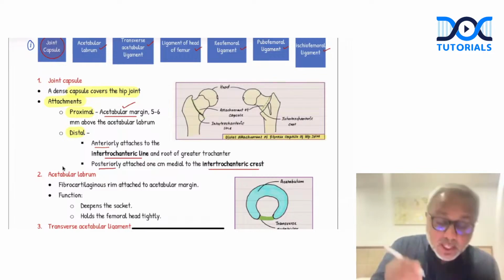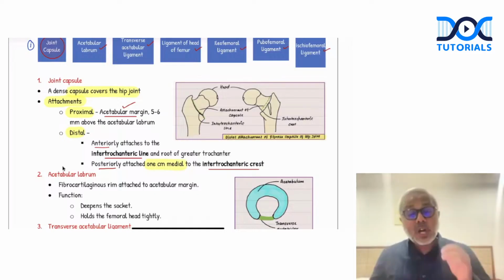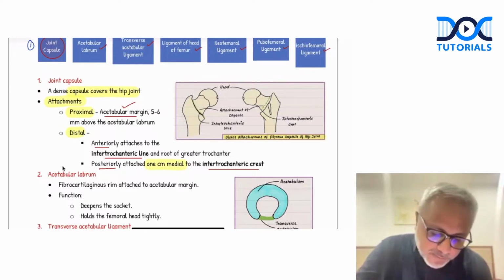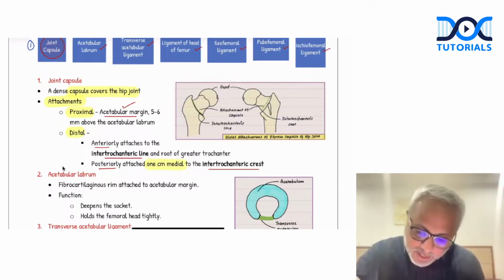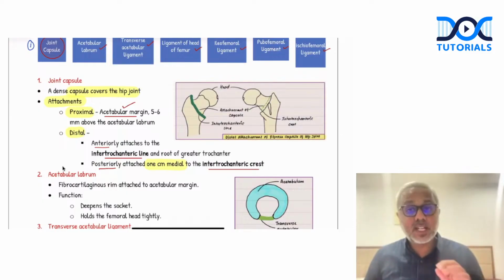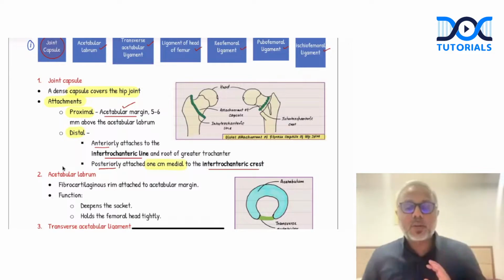But what all examiners will know is it is attached not exactly to the intertrochanteric crest, but a centimeter medial to it. This is what we have highlighted here. We will just mark it. Okay. So anteriorly, it is attached to the intertrochanteric line. But posteriorly, remember, it is attached 1 centimeter medial to the intertrochanteric crest.